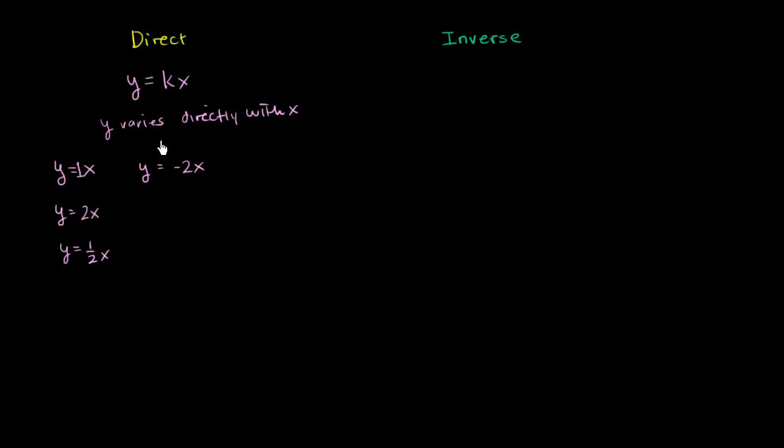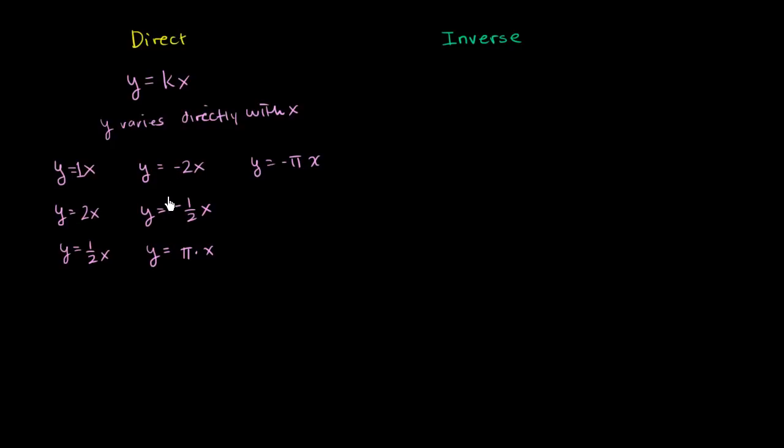We are still varying directly. We could have y is equal to negative 1/2 x. We could have y is equal to pi times x. We could have y is equal to negative pi times x. I don't want to beat a dead horse now. I think you get the point. Any constant times x, we are varying directly.